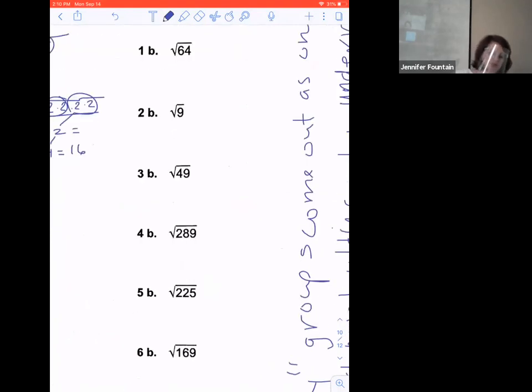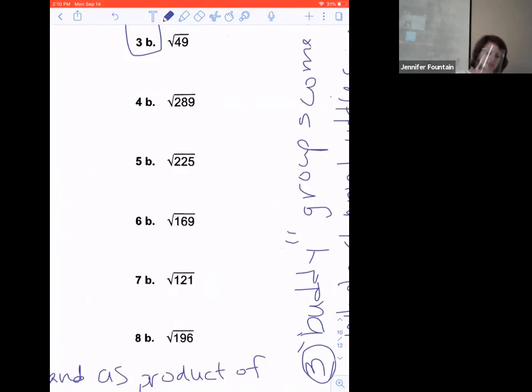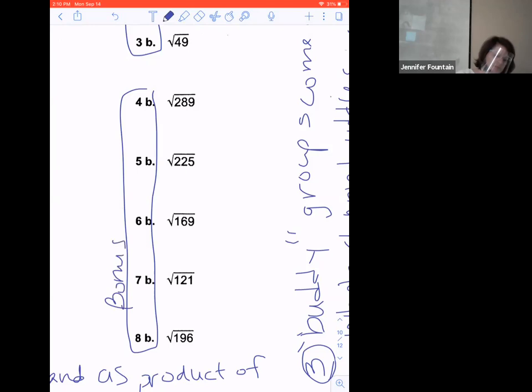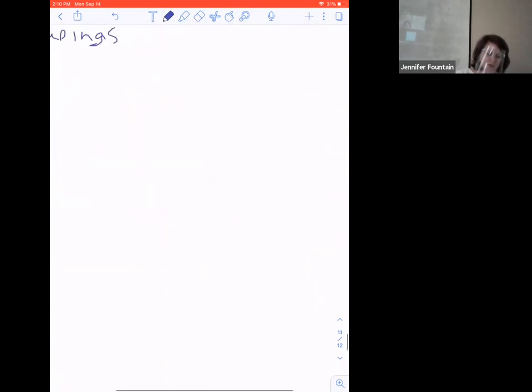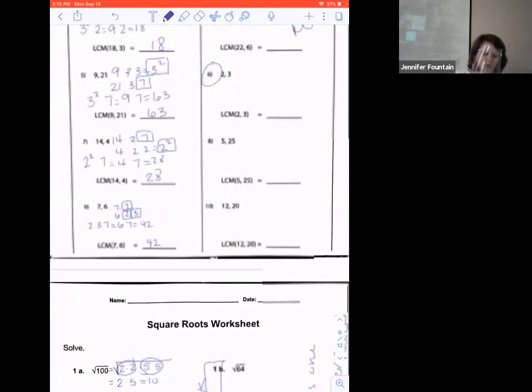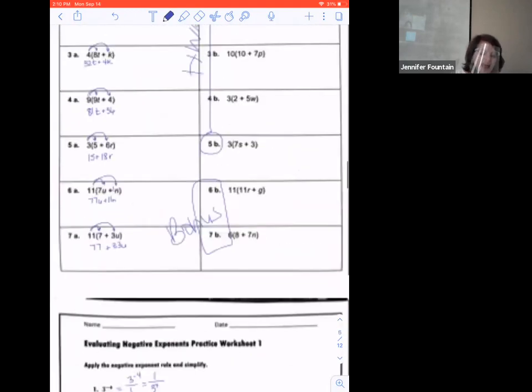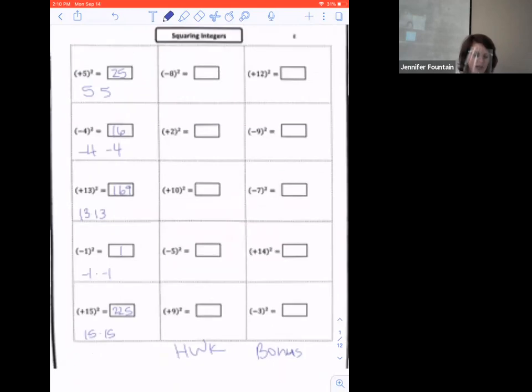All right, so we'll do 1B, 2B, and 3B as homework, and we'll leave the rest of them as bonus. They're kind of big numbers. 1, 2, and 3 are homework, and then the rest is bonus. All right, I think that is it for the packet. So these are the skills that we will be having on our test, okay?